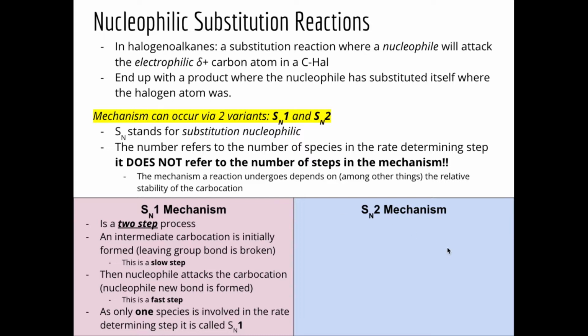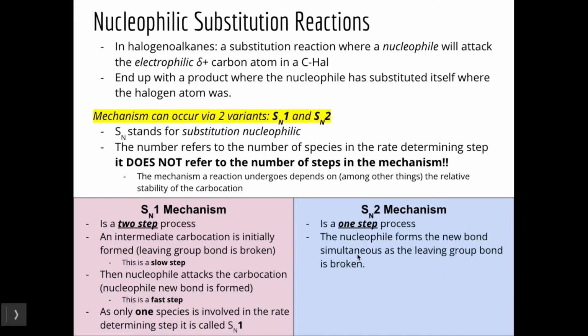Let's compare that to our SN2 reaction, where we have a one-step process. So in this instance, the nucleophile forms the new bond simultaneously as the leaving group bond is broken. So it's not the case that the bond is broken first and then the bond is formed. These occur synchronously. They occur at the same time. The bond breaks as the new bond is formed. So only one step is involved in the mechanism.